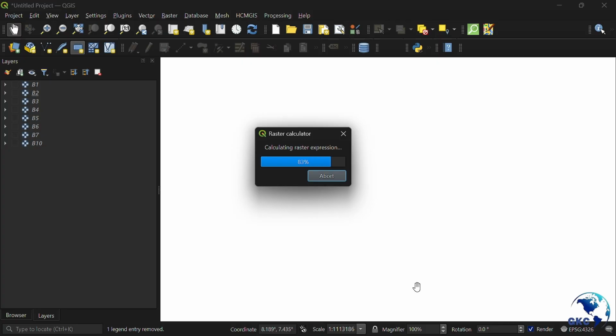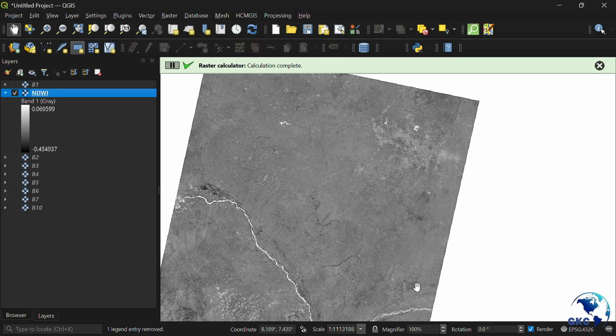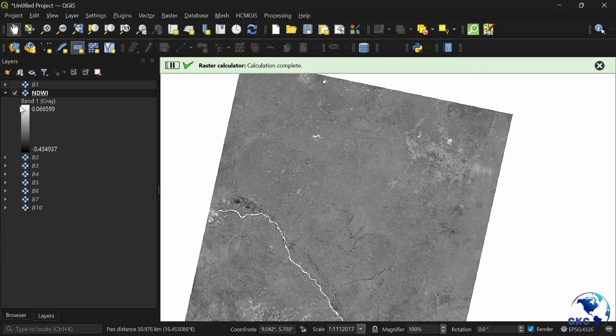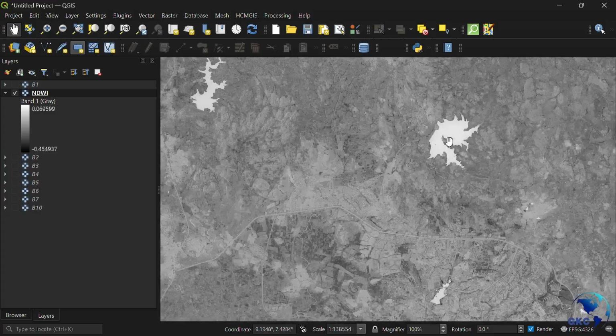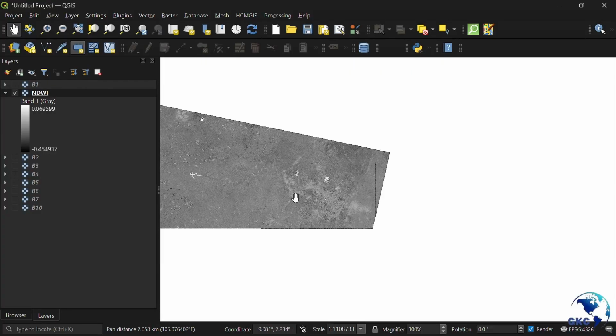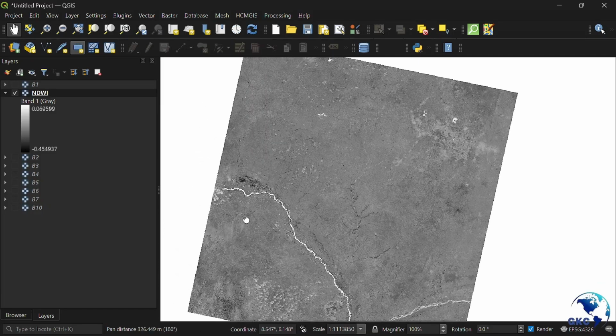So it's that simple. Once it's done, it gives us our result. We can take a look at the white shades of the pixels are areas with water body, and the darker shades are places with no sign of water body at all.